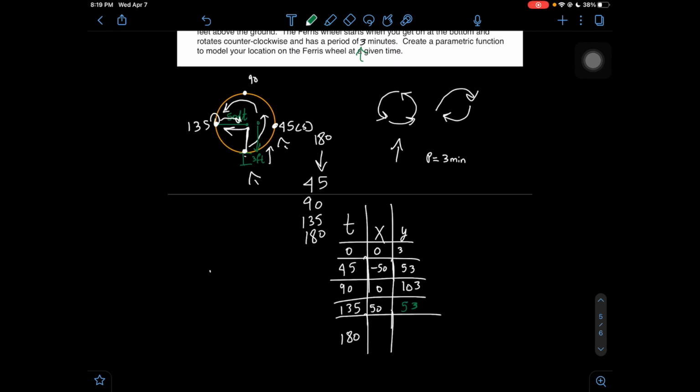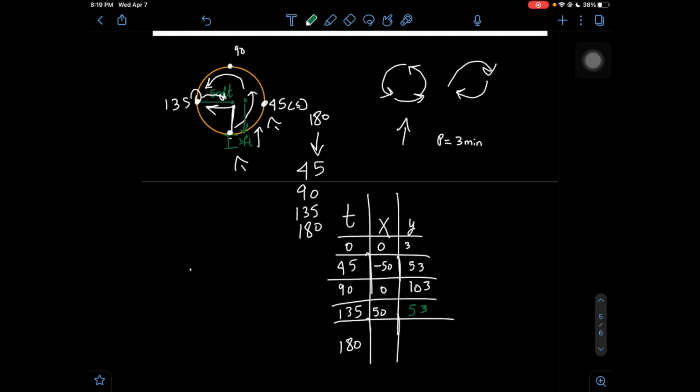Finally, we're going to do our t value of 180. Well, if you remember from the clock question, the first and last coordinate points for a circle should be equivalent, and they are the same in this case. They're going to be equivalent, which is 0 and 3, because we know 180 is going to be right here.